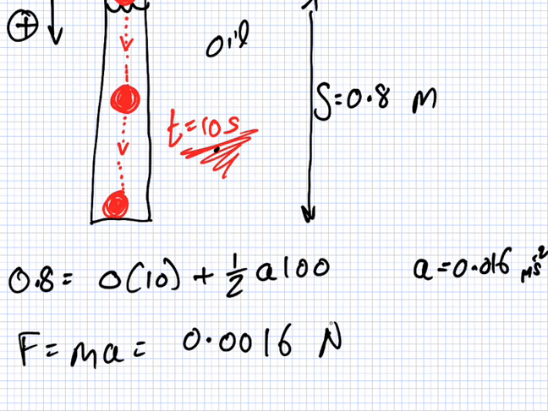No. Yes. This F, now please be careful, this F in F equals ma is always the resultant, the net, the total, the final. So this F is the total force, 0.0016 down. This is the force you get after you cancel the drag force going up.